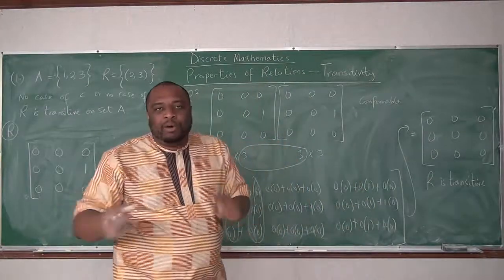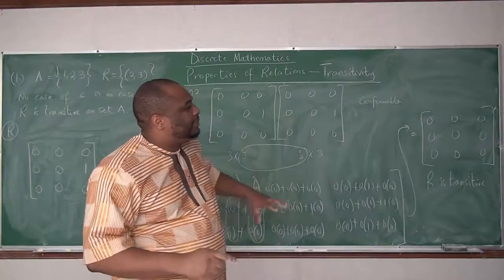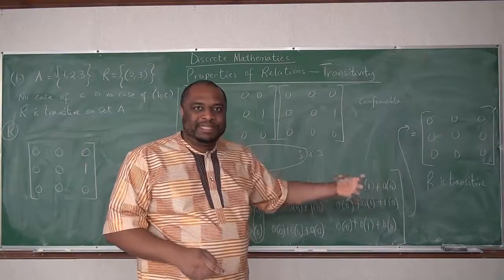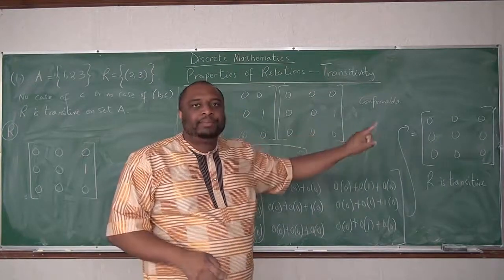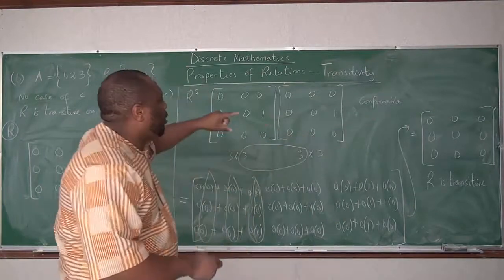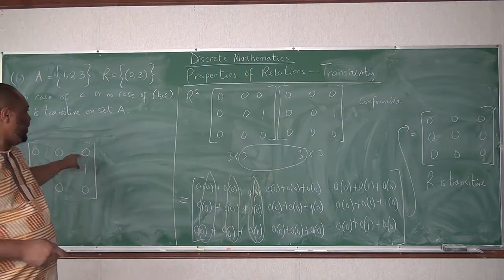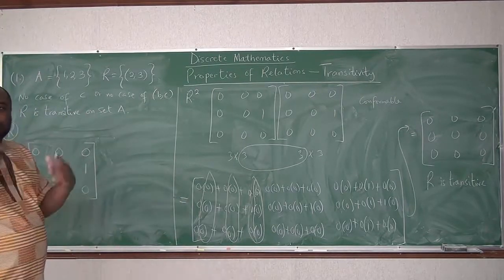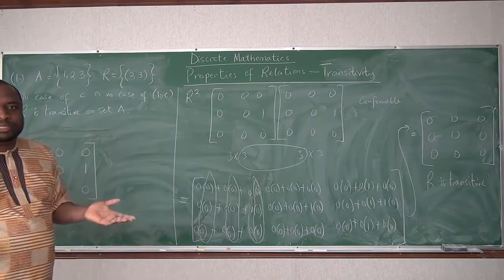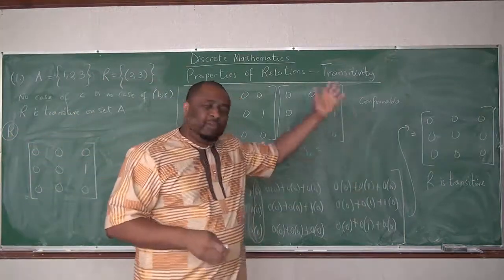But assuming, and we shall get to that, we shall do more questions, assuming we see a non-zero element here, we look at the position, the location of that element. We look at that corresponding position here. If it gives us 1, then it is transitive. If it gives us 0, it is not transitive. Remember I said non-zero. Here we don't have any non-zero.